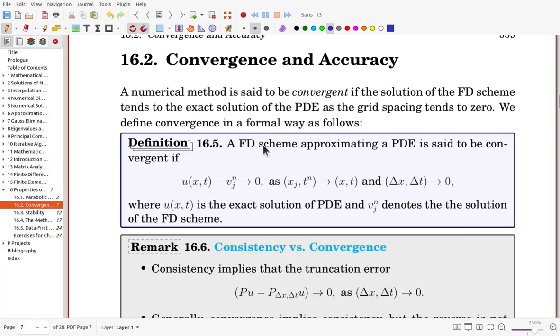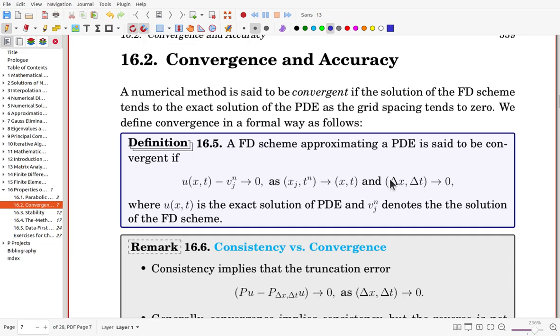A finite difference scheme approximating a PDE is convergent if the difference between the exact solution and the approximate solution approaches 0 as the grid spacing goes to 0, approaching the continuous point. So that is a formal definition of convergence.